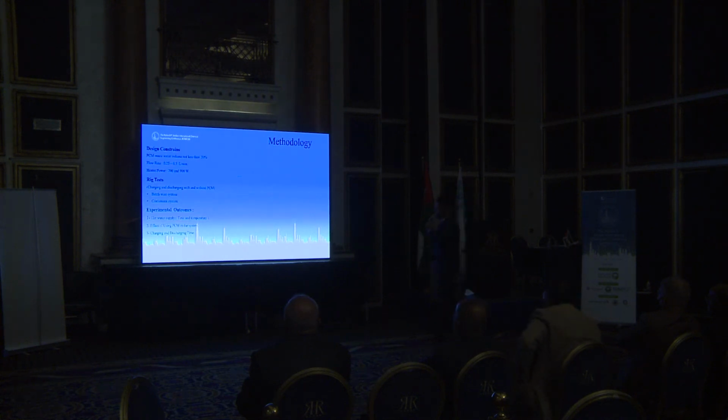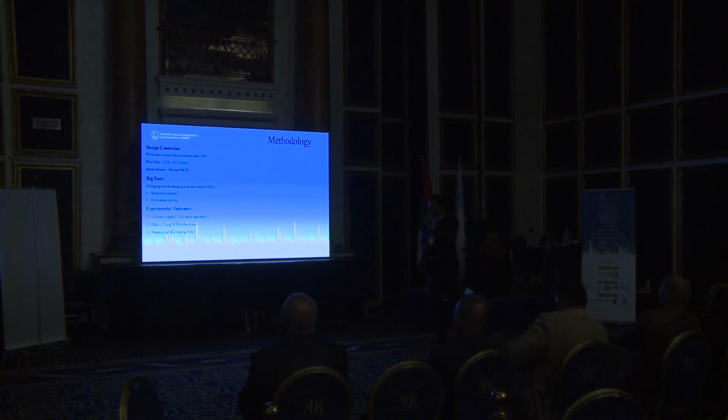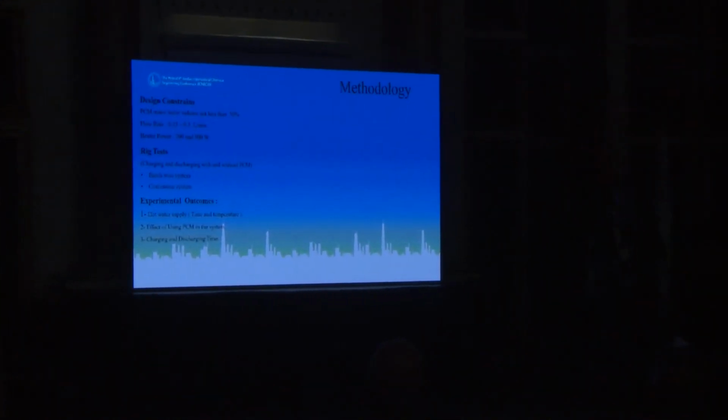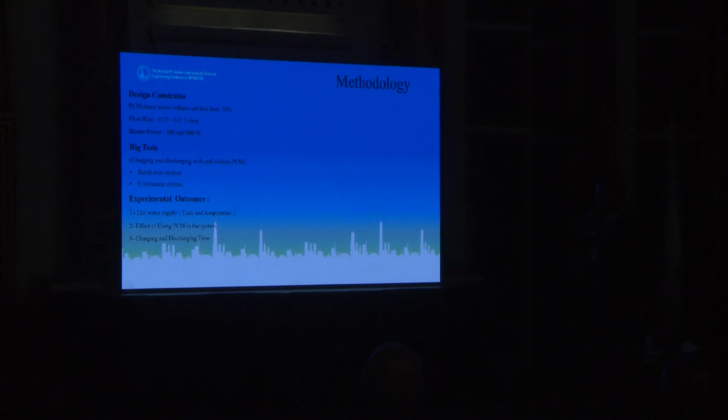Now, let's talk about our design constraints. Our design constraint is the ratio between the phase change material mass and the water mass in the tank, not less than 30%. The flow rate of the water is between 0.25 and 0.3 liter per minute, and we adjust the electric heater power to around 700 to 900 watt due to different readings of solar radiation in Palestine. Now, what we study in the test is the charging and discharging procedure.